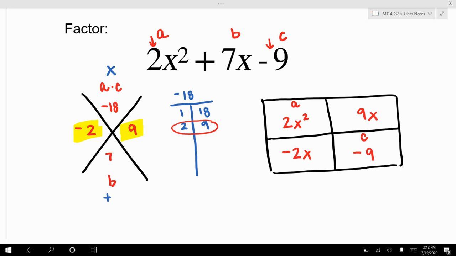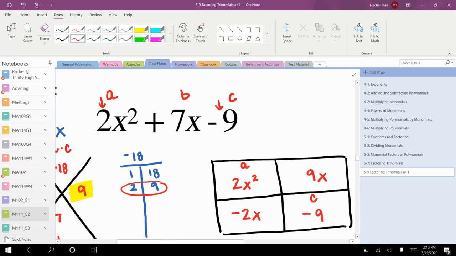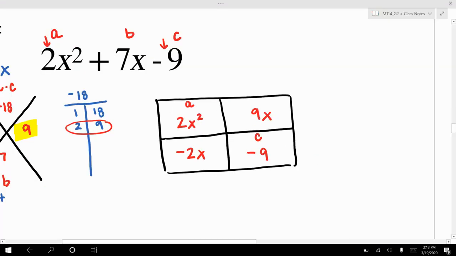We've completed our box. Let's recap that. Top left-hand corner, the A term goes. That's 2x squared. Bottom right-hand corner, the C term, negative 9. In the remaining two squares, we're putting the two factors with the variable. And again, the placement of these two does not matter. Okay, we have our box filled out. Now we're going to factor, and that's going to give us our final answer.